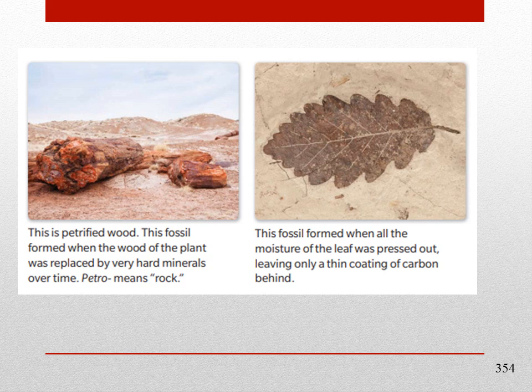We are still on page 354. Look at the first picture. This is petrified wood. This fossil formed when the wood of the plant was replaced by very hard minerals over time. Look at the second picture. This fossil formed when all the moisture of the leaf was pressed out, leaving only a thin coating of carbon behind.